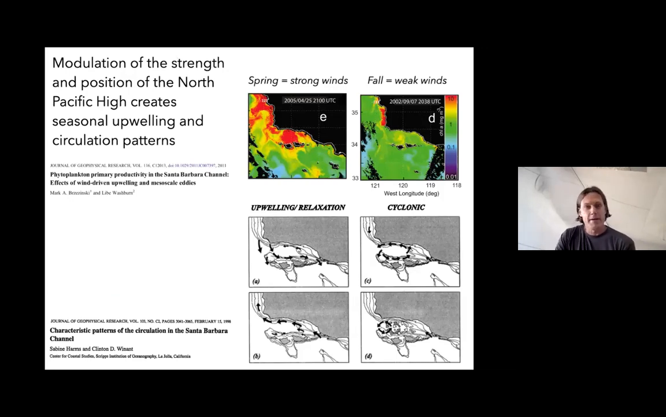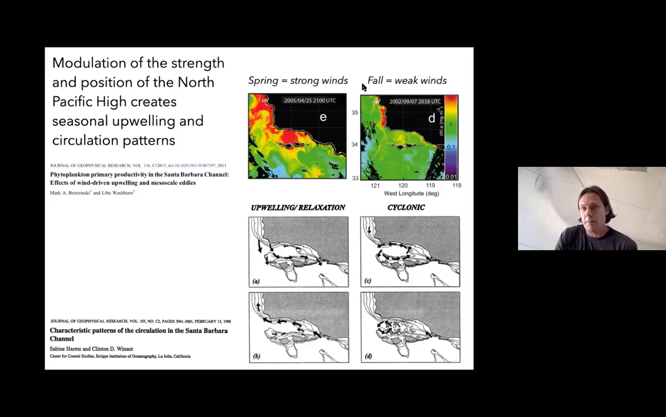Moving on, with this idea of what we know, we know that these circulation patterns exist. We also know that the modulation of both the strength and position of the North Pacific High creates, you could call them, seasonal upwelling and changes to upwelling and circulation patterns.